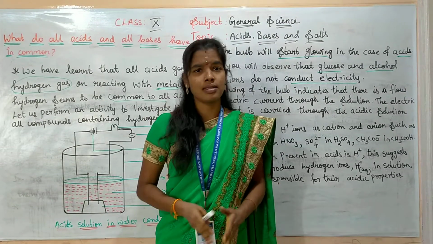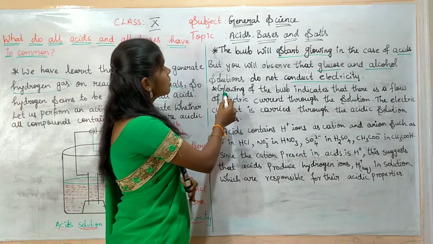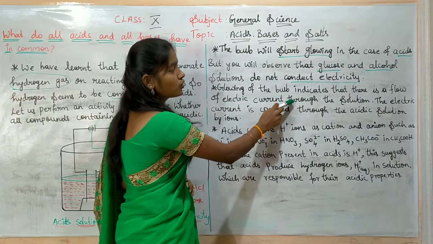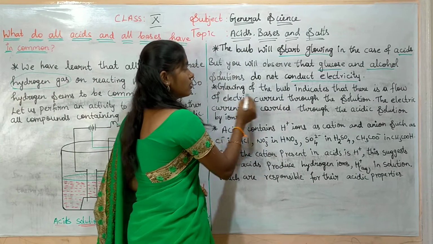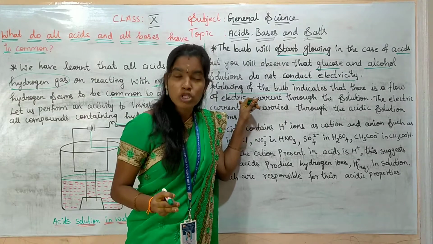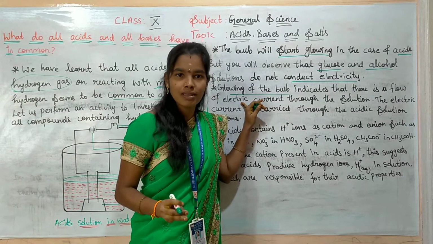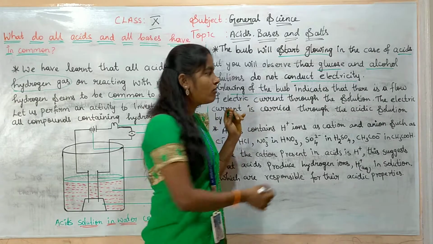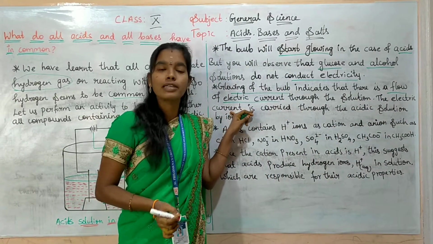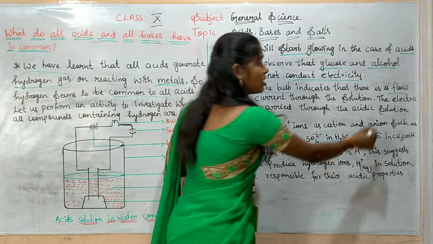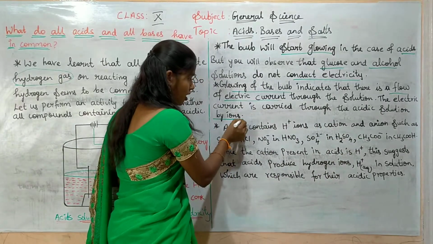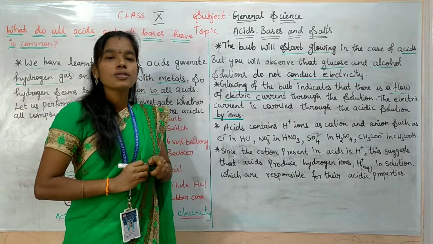So what may be the reason? We'll see. Glowing of the bulb indicates that there is a flow of electric current through this solution. So in the acid, the bulb is glowing. So glowing of the bulb indicates what? That there is a flow of electric current through the solution. The electric current is carried through the acidic solution by ions. Okay, so first point, what?